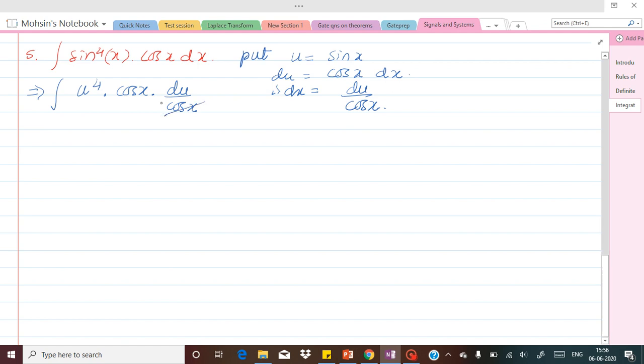So now this cos x will get cancelled with this cos x, so what we're going to get here is u raised to 4 du, integration of which will give us u raised to 5 divided by 5 plus c. Now what is u here? So again we can substitute back that u term as sin x, so we are going to get sin raised to 5x divided by 5 plus c as our final answer.